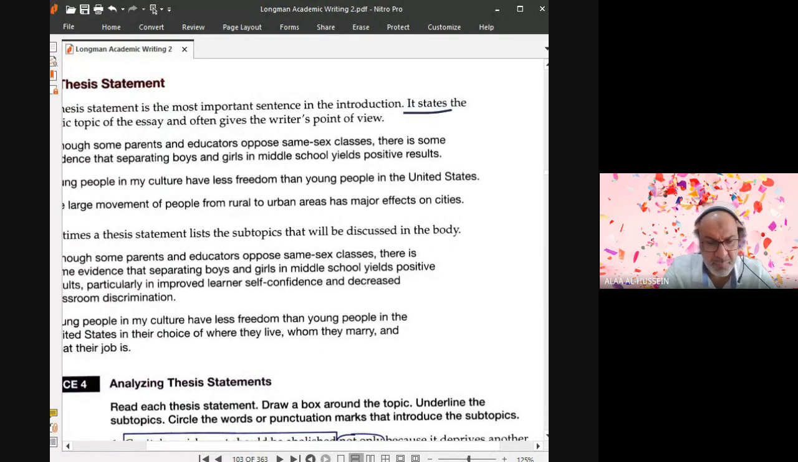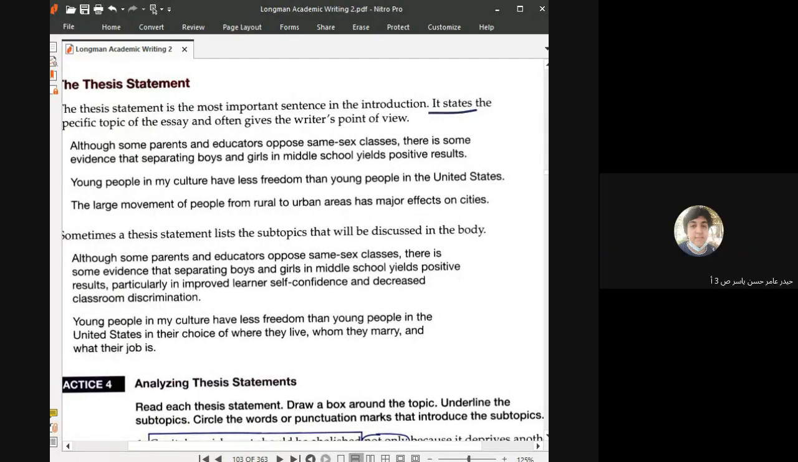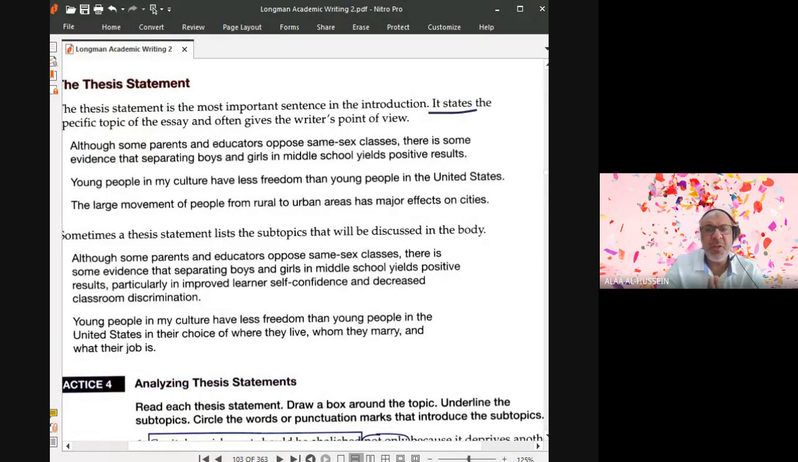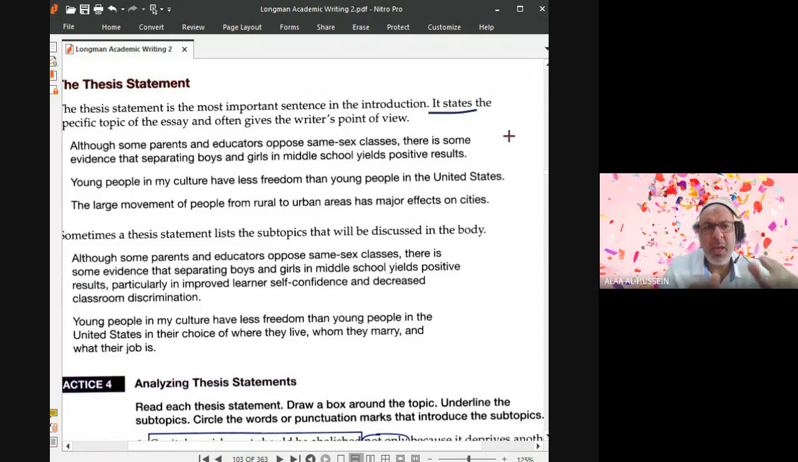Good. Excellent. Now, Haidar Amr. Yes, sir. Yes, please, read the first sentence, this one. Although some parents and educators oppose same-sex classes, there is some evidence that separating boys and girls in middle school yields positive results. Yes, can you explain here, how does the writer explain the thesis sentence?